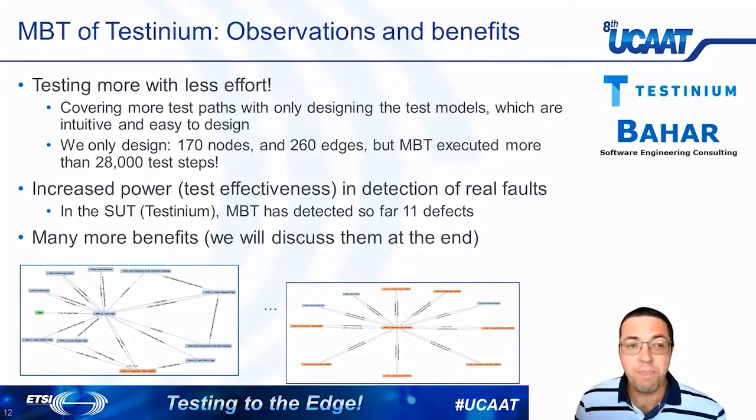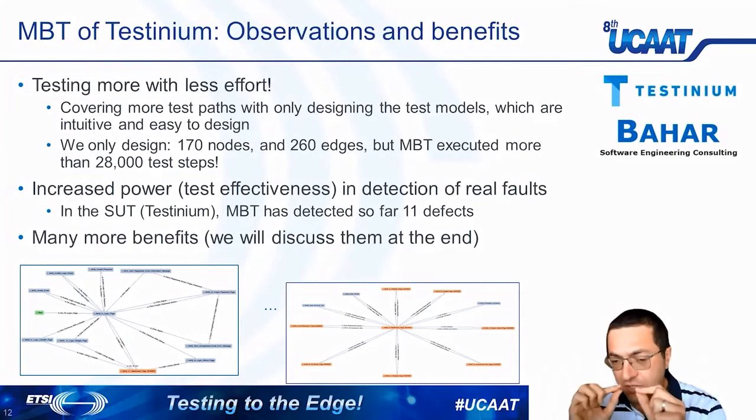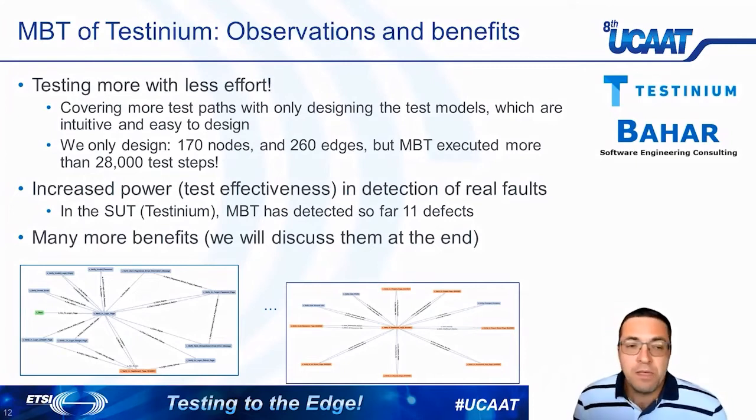In terms of observations, we really do a lot of effective testing with less effort from test engineers. It covers more test paths, and you only design the test models. Also, test models are intuitive because they just show each screen of your web application and the transitions or events that you can do. So really, it gives you more power and test effectiveness in detecting real faults.